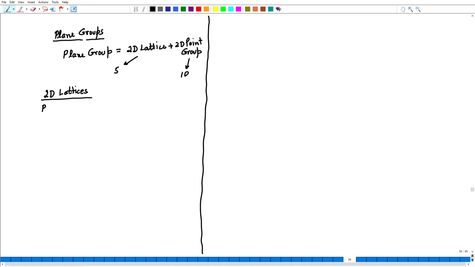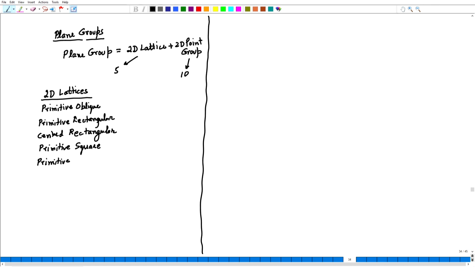So, we have primitive oblique, primitive rectangular, centered rectangular, primitive square, and finally, the fifth one, primitive hexagonal.